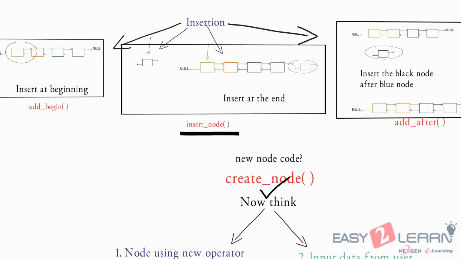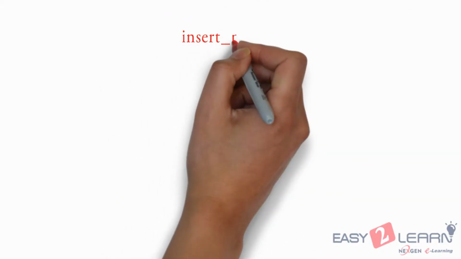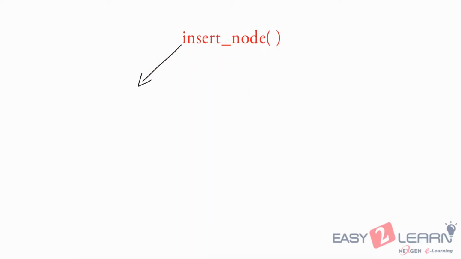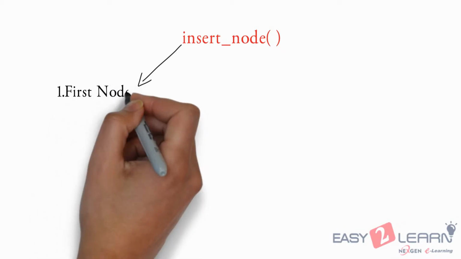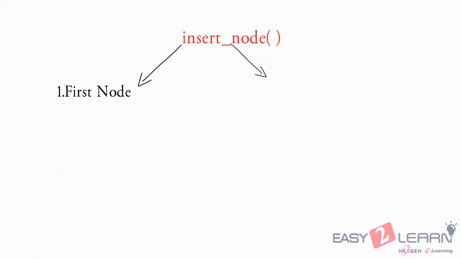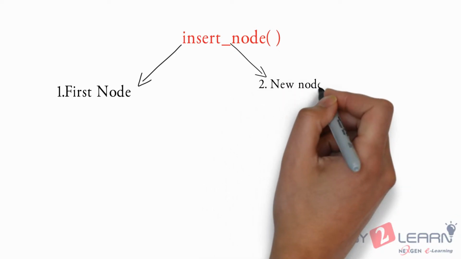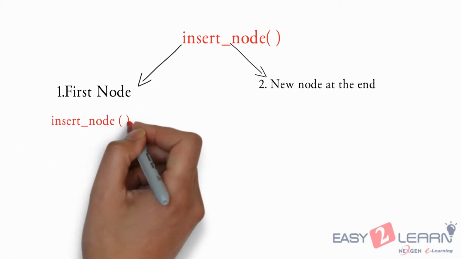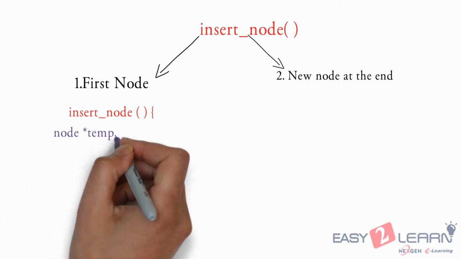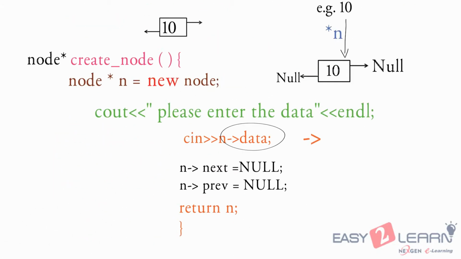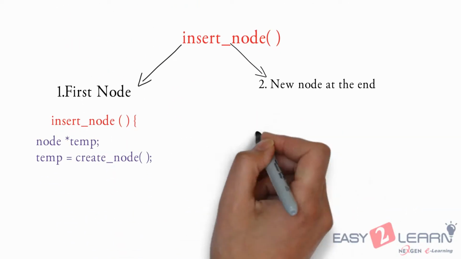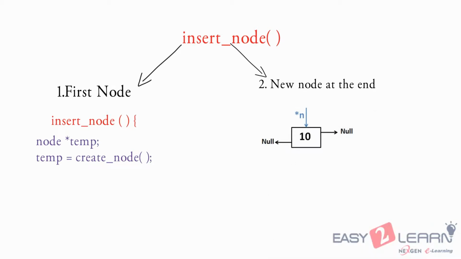Let us go to the next part, insert node. For this I have created a function insert node, and we can do 2 things. Insert the first node, insert a new node at the end. So to insert a node at the beginning, I simply created a temp and assigned the create node function to temp. It's pretty simple here. Observe, because the create node returns a pointer, I'll just replace that pointer with temp. Now the temp points towards the first node.